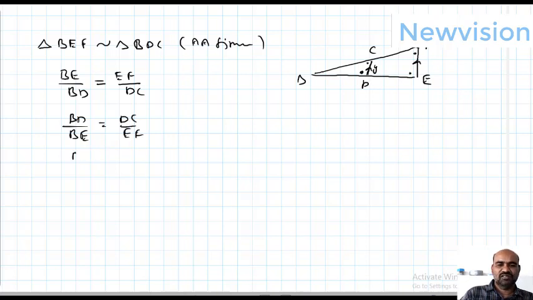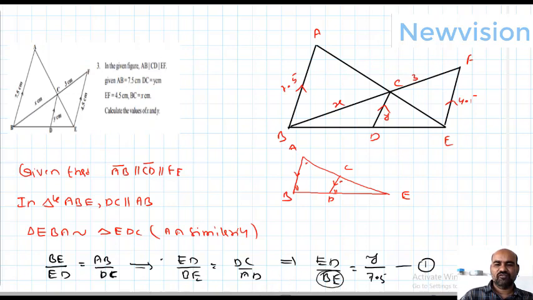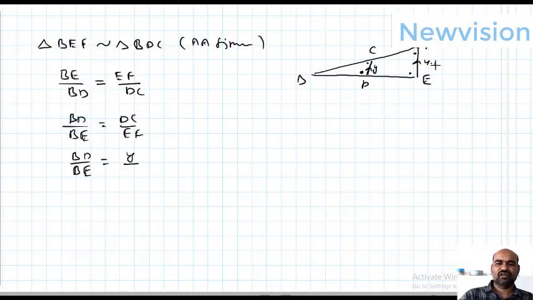Now you substitute: BD by BE as it is, DC means y, by EF. EF is given as 4.5. This is 4.5, I want to write 4.5.